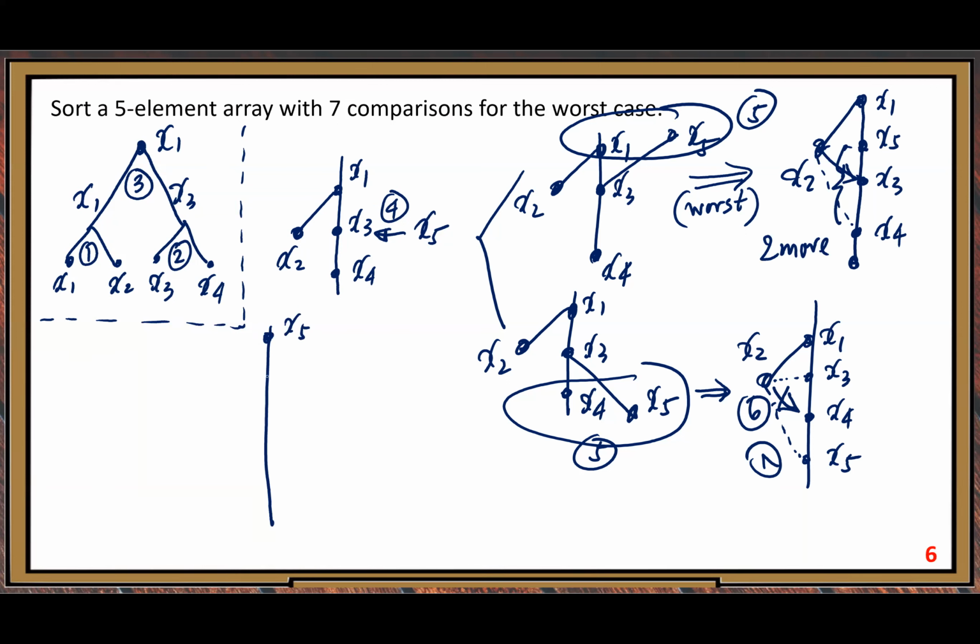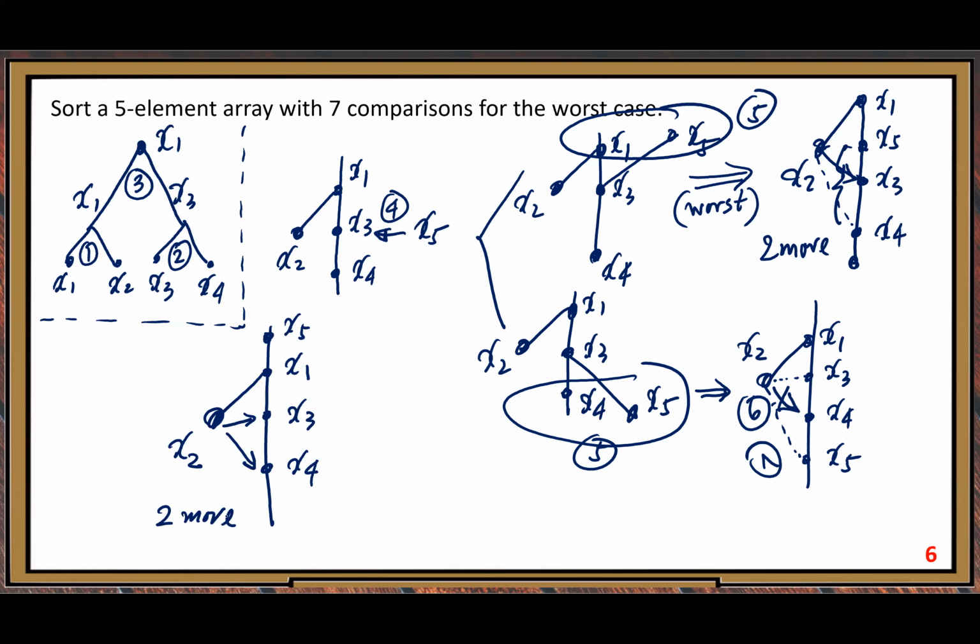x5, x1, x3, x4, but the x2 is below x1. x2, here. Then at the most you do 2 comparisons, right? 2 compare. So 2 more. Here still 2 more.